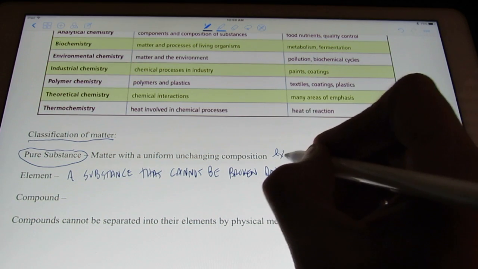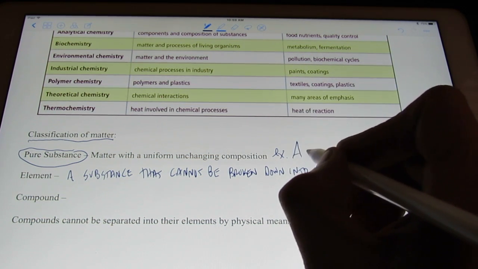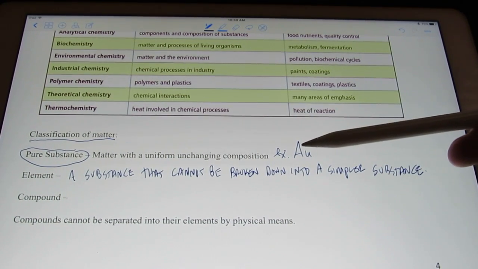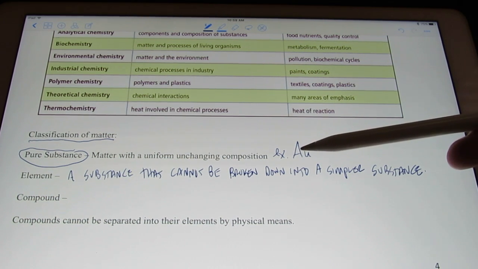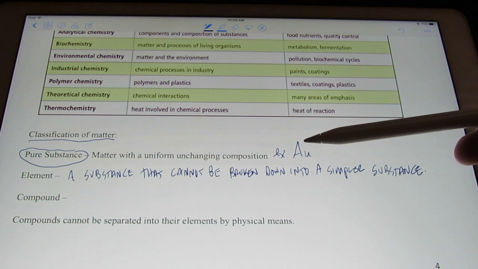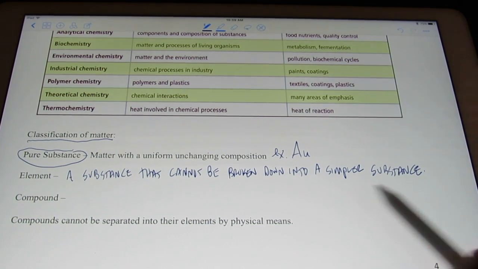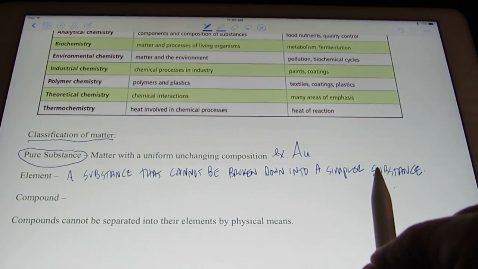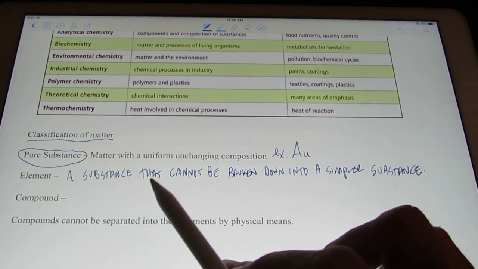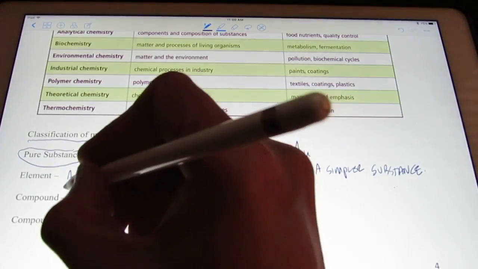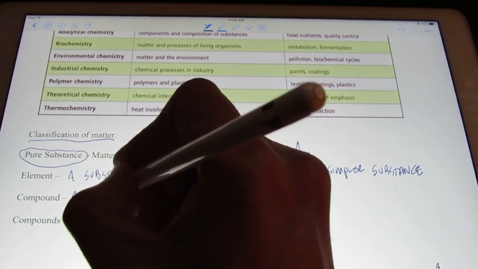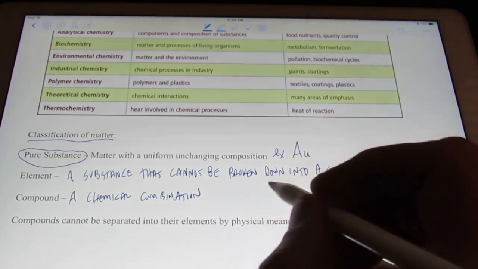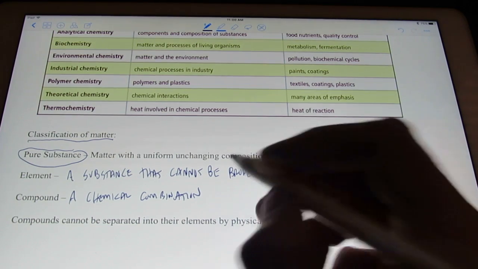For example, everybody's favorite element is gold. The chemical symbol for gold is Au. If I have a sample of 24 karat gold, which is pure gold, I cannot break that down into anything simpler than gold. I have gold. And if I were to try to break that down into something simpler by ordinary chemical means, I could not. I would still have gold atoms. Now, in contrast to that, a compound is a chemical combination of two or more different elements.